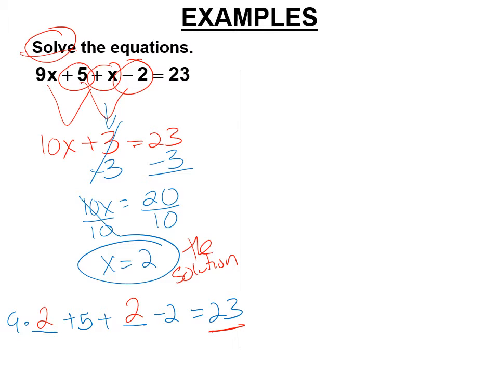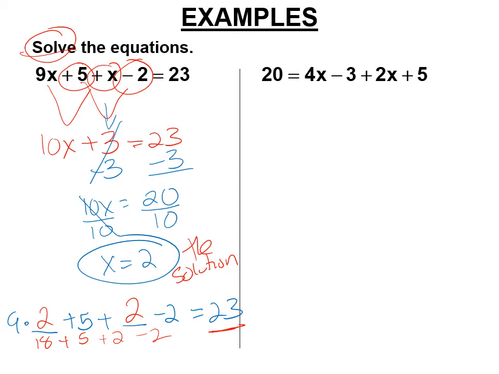Just to prove it to you, 9 times 2 is 18, right? And then I have to do order of operations. So 18 plus 5 is 23, plus 2 more is 25, then 25 minus 2 is 23. And if you try to put any other number in there, you won't get 23.